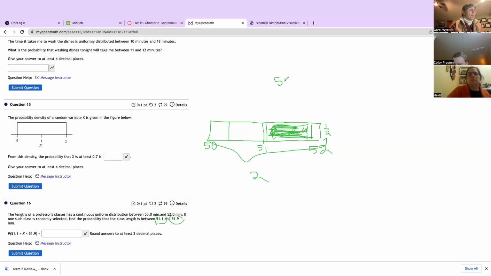So 51.9 minus 51.1 is 0.8. That's the length here. And 0.8 times 1/2 is 0.4. And it's between those two. So that should be the right answer, 0.4.